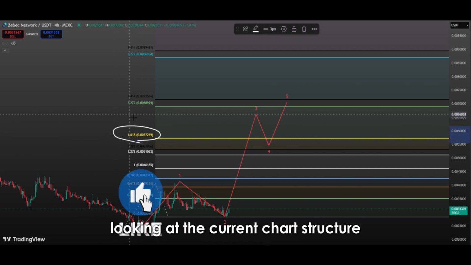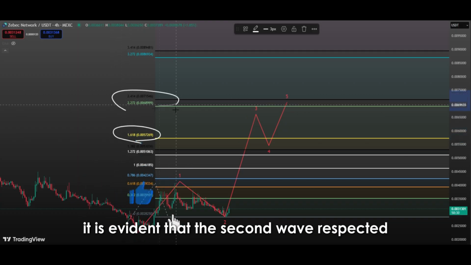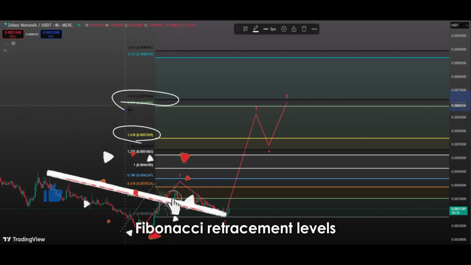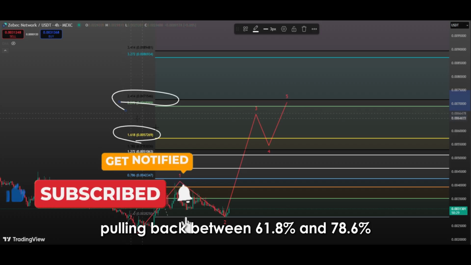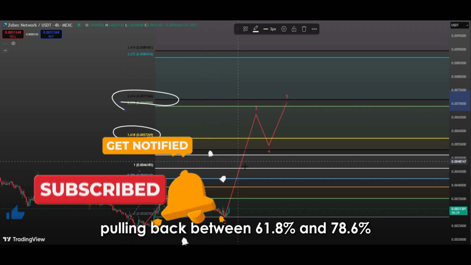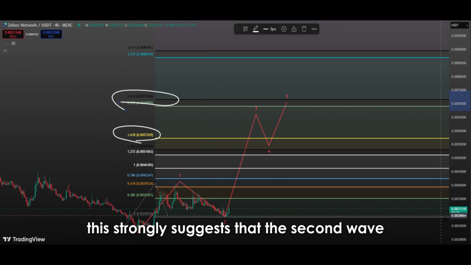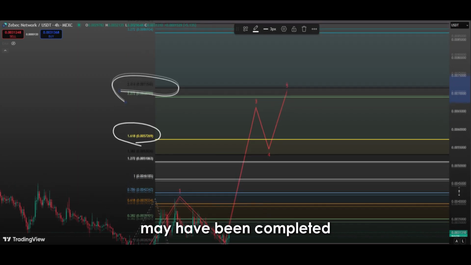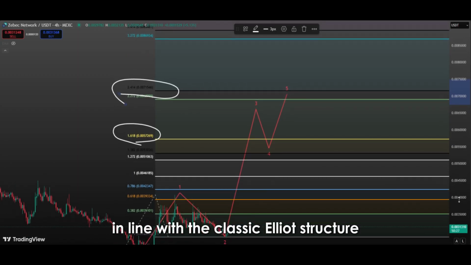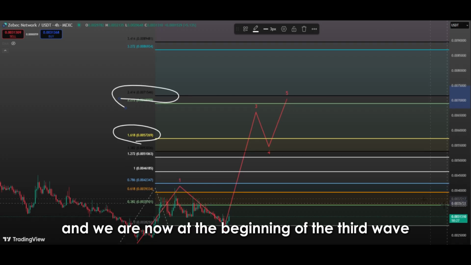Looking at the current chart structure, it is evident that the 2nd wave respected Fibonacci retracement levels, pulling back between 61.8% and 78.6%. This strongly suggests that the 2nd wave may have been completed in line with the classic Elliott structure, and we are now at the beginning of the 3rd wave.